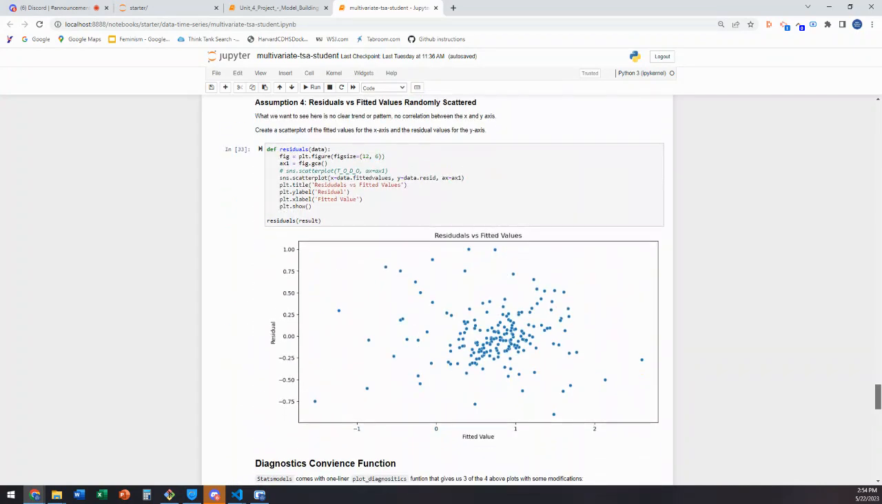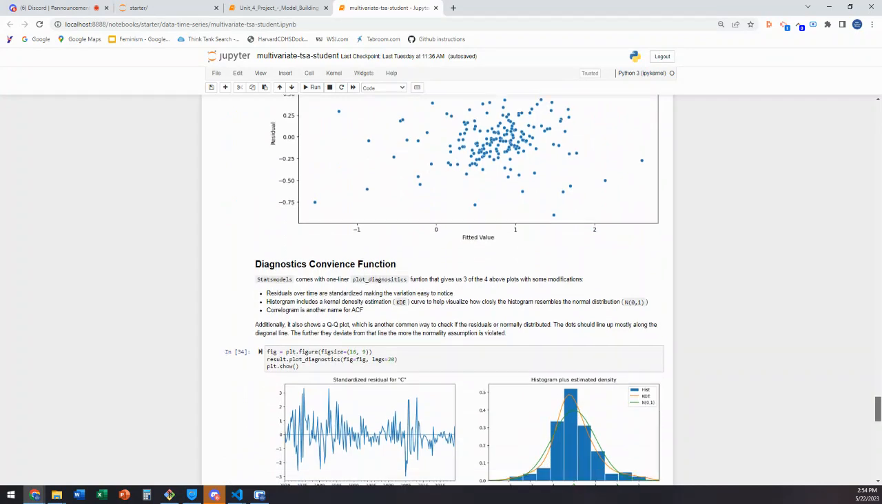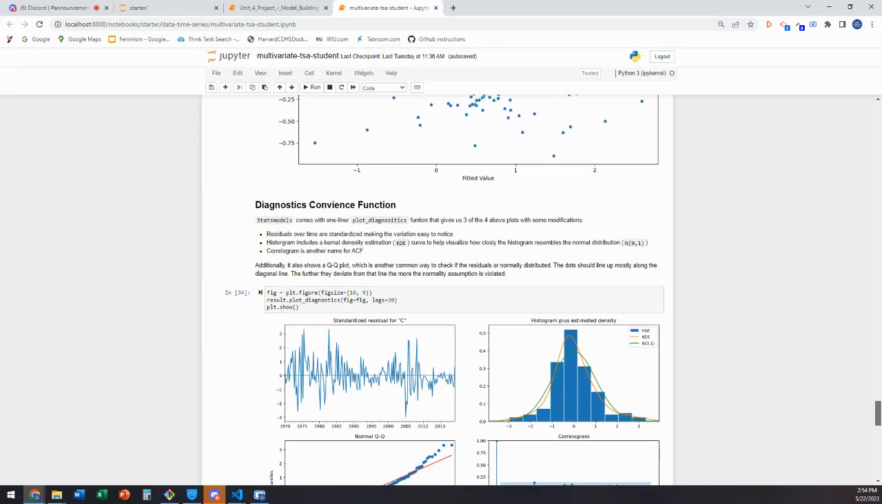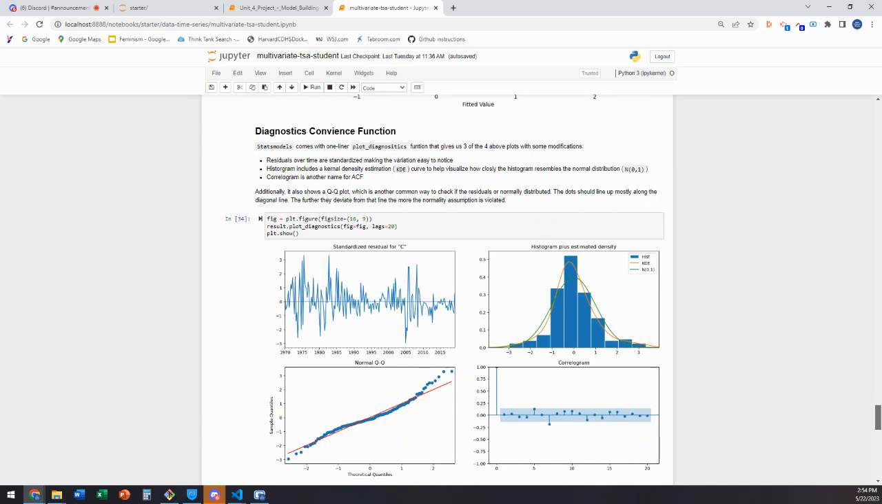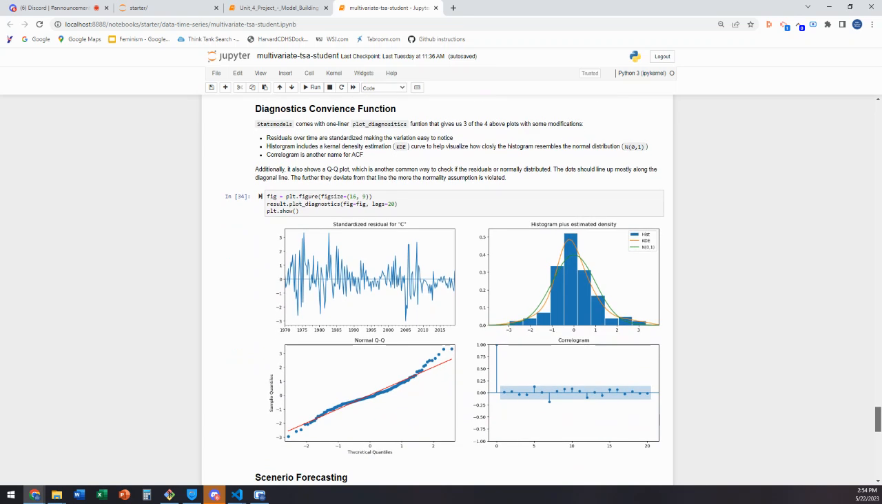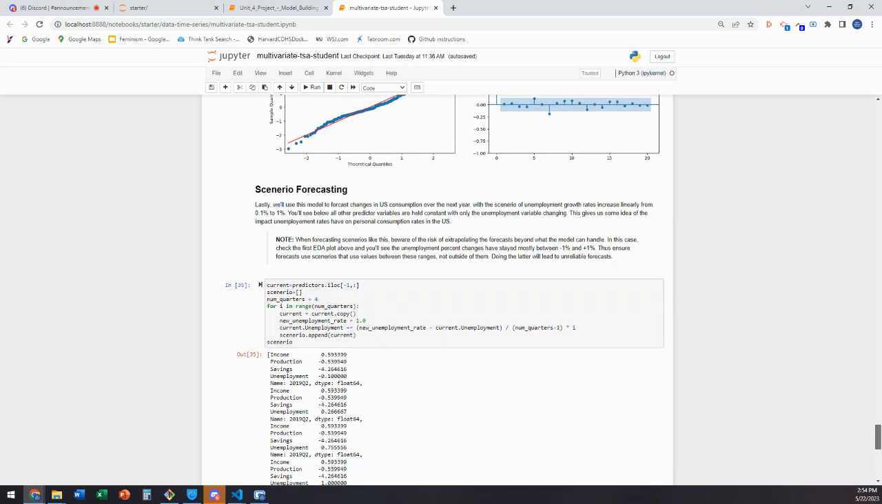And right here, the residuals versus fitted values are randomly scattered, and they stay pretty much in the middle for the most part. There are some outliers. And with the diagnostics convenience function, we can see several different graphs plotted out here, including one that shows normality with a diagonal line going across. And the closer these points are to the diagonal in the middle, the more normally the data is distributed.